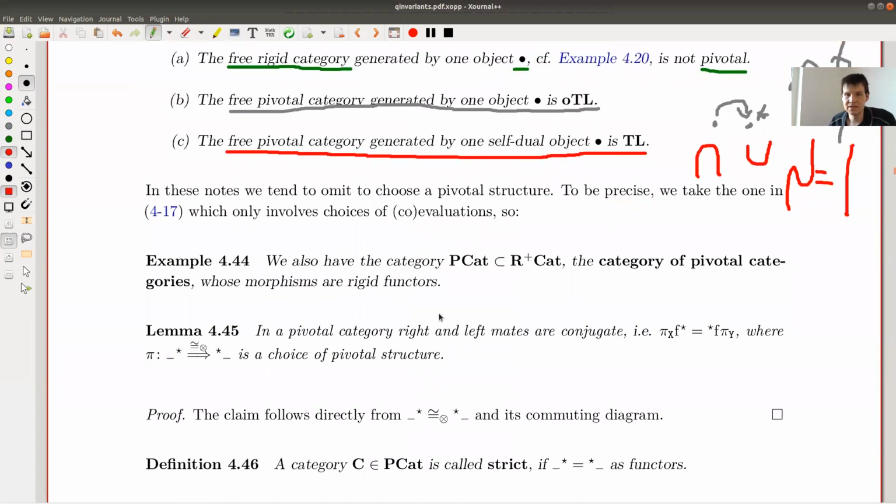Yeah, and of course you get then the category of pivotal categories. But the only thing that makes sense here is that the category of pivotal categories has objects that are pivotal categories, but the morphisms are rigid functors, because those are the functors that keep track of dualities. That's what you should do for a pivotal category.